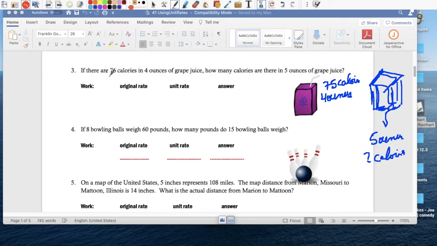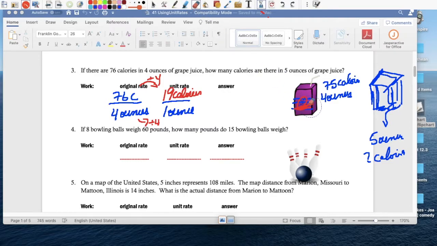So, original rate, we're going to write 76C. We can use C for calories, and 4 ounces. So for every ounce, how many calories does each have? So imagine 1 ounce, 2 ounces, 3 ounces, 4 ounces, right? So divide by 4, and up here, I'm going to divide by 4. So 76 divided by 4 is 19. So there's 19 calories in each ounce of juice.